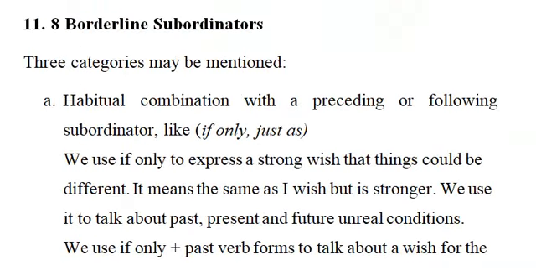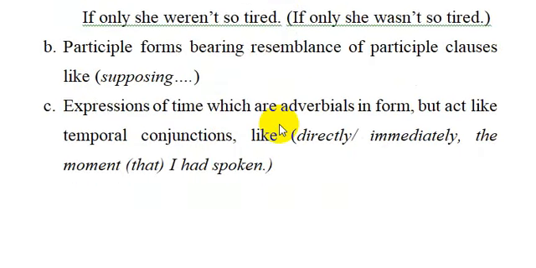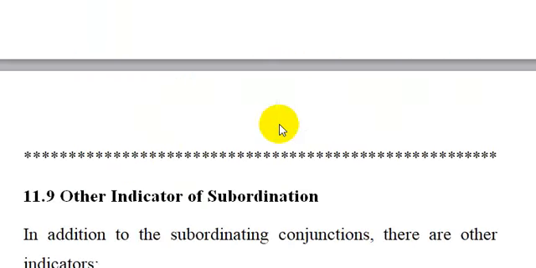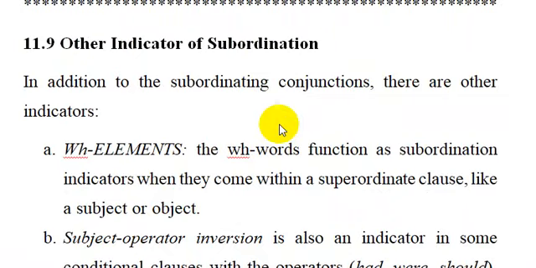Now these are the three subtypes of the borderline subordinators. Now if I bring you in the exam to locate the borderline subordinators, you have to look for these subordinators: if only, just as. I might bring you only if, okay, without only, then this is not a borderline subordinator, or just without as, it is not, and so on and so forth. Please pay very much attention to these detailed issues.